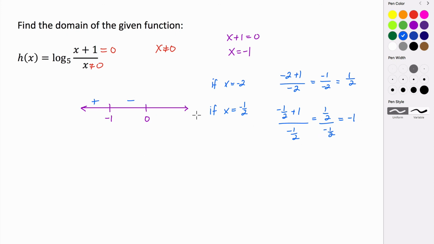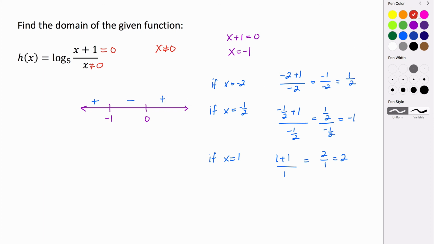And then lastly, let's pick a number greater than 0 to test that interval. Maybe we can see what happens when x is equal to 1, and then plug it in. So we get 1 plus 1, all divided by 1. So that's 2 over 1, which is 2, which is a positive value. So those are the positive intervals. So we know that everything in between -1 and 0 is not going to work, and we know that our argument must be positive.